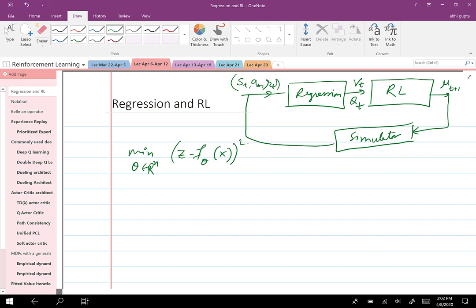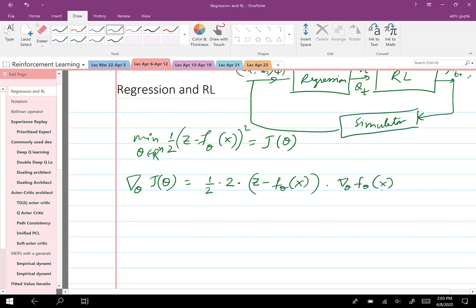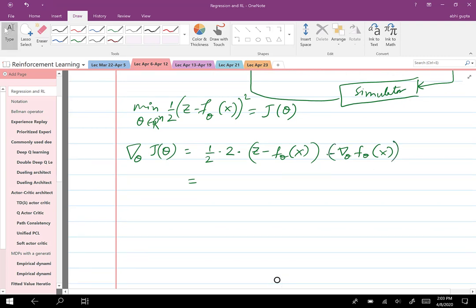So if I want to do this minimization, how would I do it? Well, the typical idea is to use gradient descent. So let's try to find the derivative of this objective function. Let me call this J of theta, and maybe I'll divide it by half. How do I compute the derivative? This is 1 over 2 multiplied by 2 multiplied by Z minus F theta X multiplied by the gradient with respect to theta of F theta X. Oh sorry, there should be a negative sign also. So this is minus Z minus F theta X times the gradient theta F theta X.